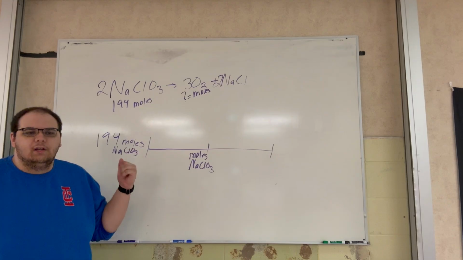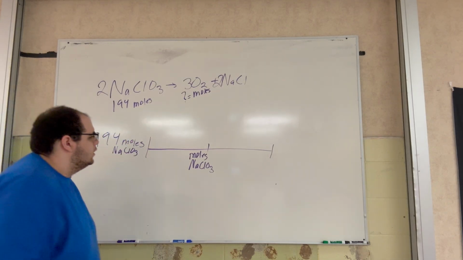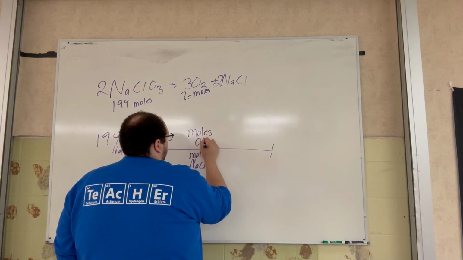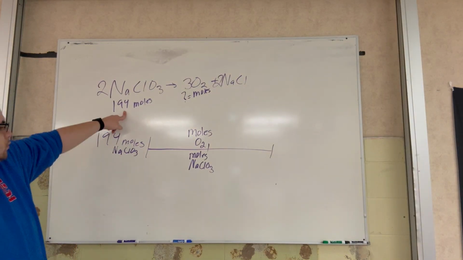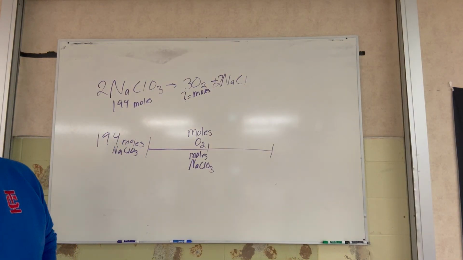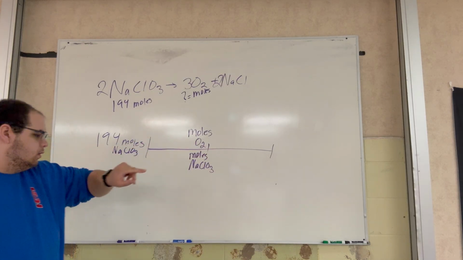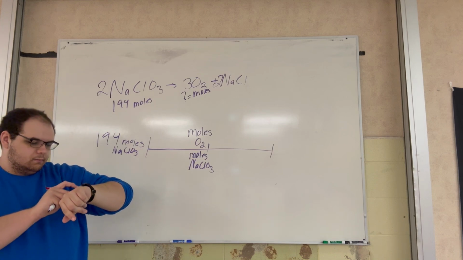What's my unknown here? Oxygen, the thing I'm trying to solve for. So we're going to have moles of O2 here. Is that moles of NaClO3 just on the mark, like in the middle? No, it's for this Q section. I just write it really far to the right so it doesn't get in the way of my numbers.